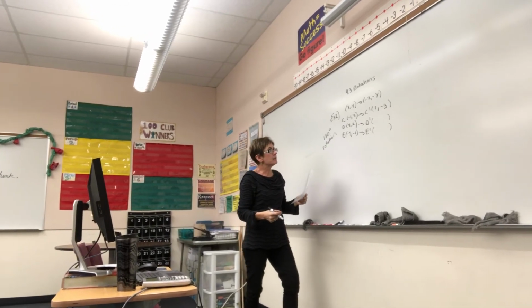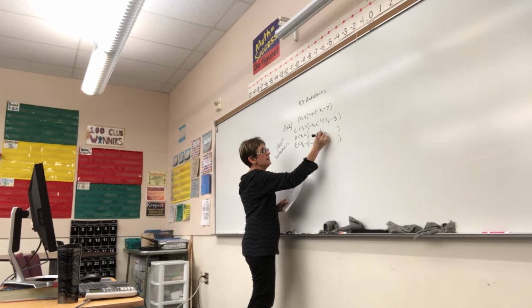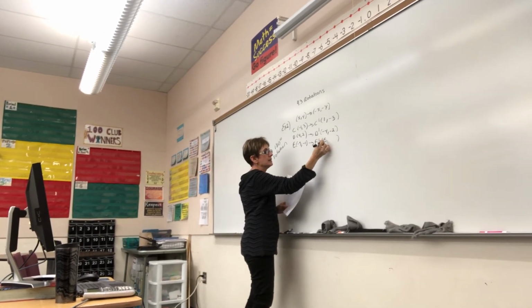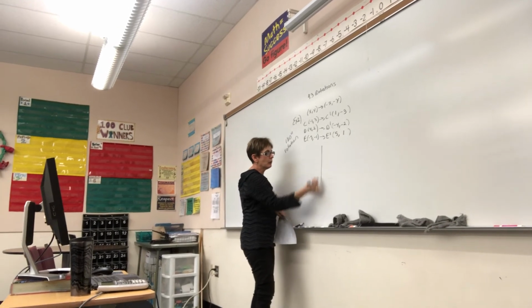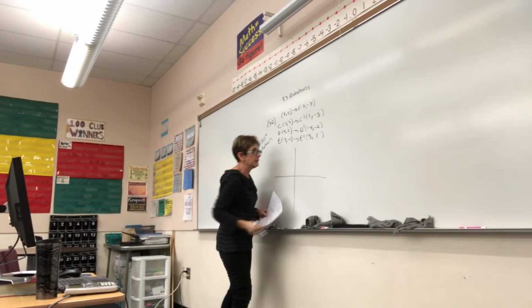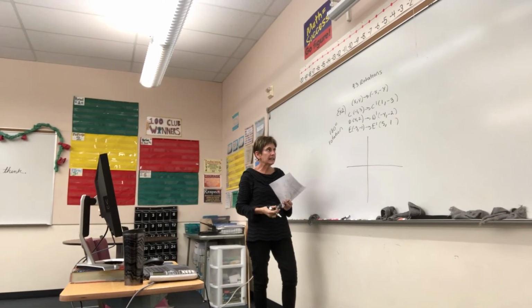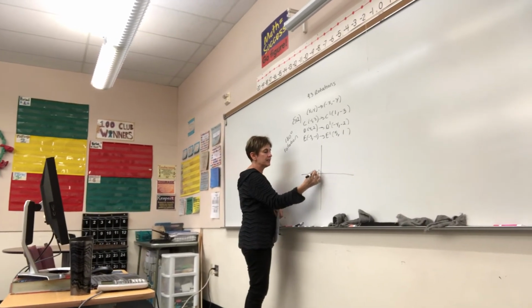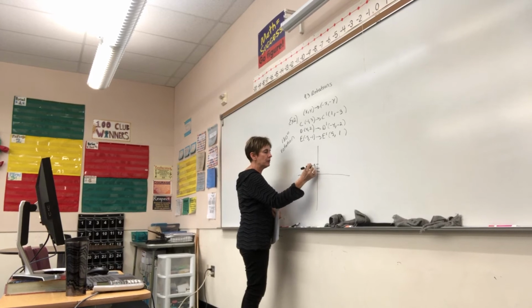All right, now D prime would become -4, -2, and E prime would become +5, +1. All we're doing is changing the sign of the numbers. Let's go ahead and get a visual of that by graphing. If I start out with C at -1, 3, I'm going to put a dot there.